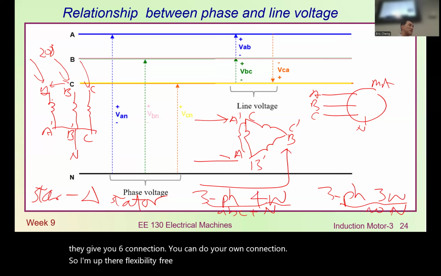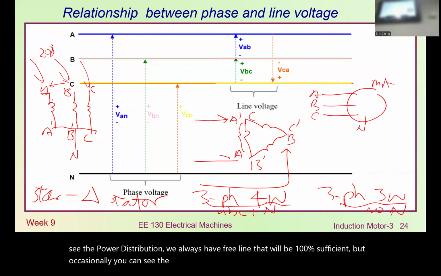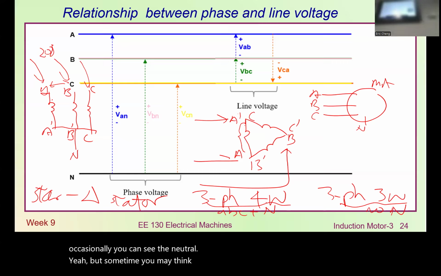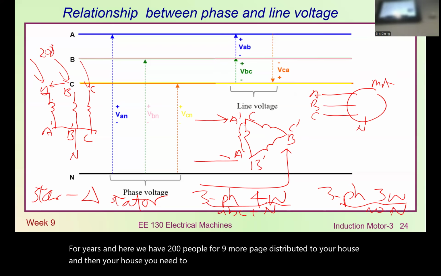And then one question: when you see the power distribution, we always have 3 lines, which is 100% sufficient, but occasionally you can see the neutral. Sometimes you may wonder, if I want a neutral, what can we do? For instance, here we have 208 volt line voltage distributed to your house. And then in your house, you need to convert it for this socket. This socket only gives phase voltage, never line voltage. How do they do that? How do they give you back your neutral?